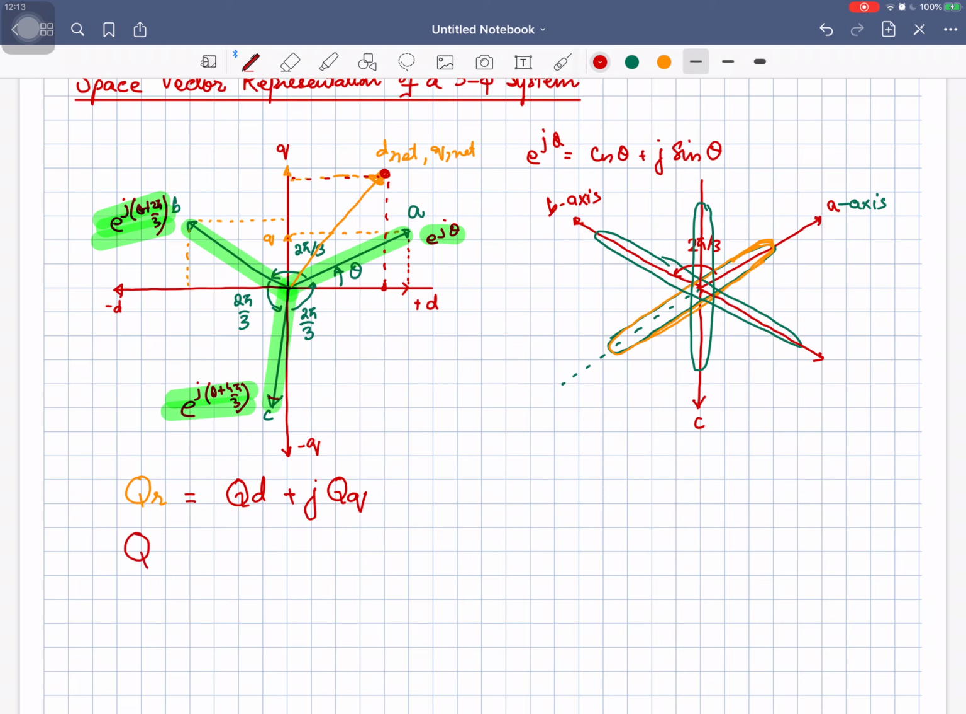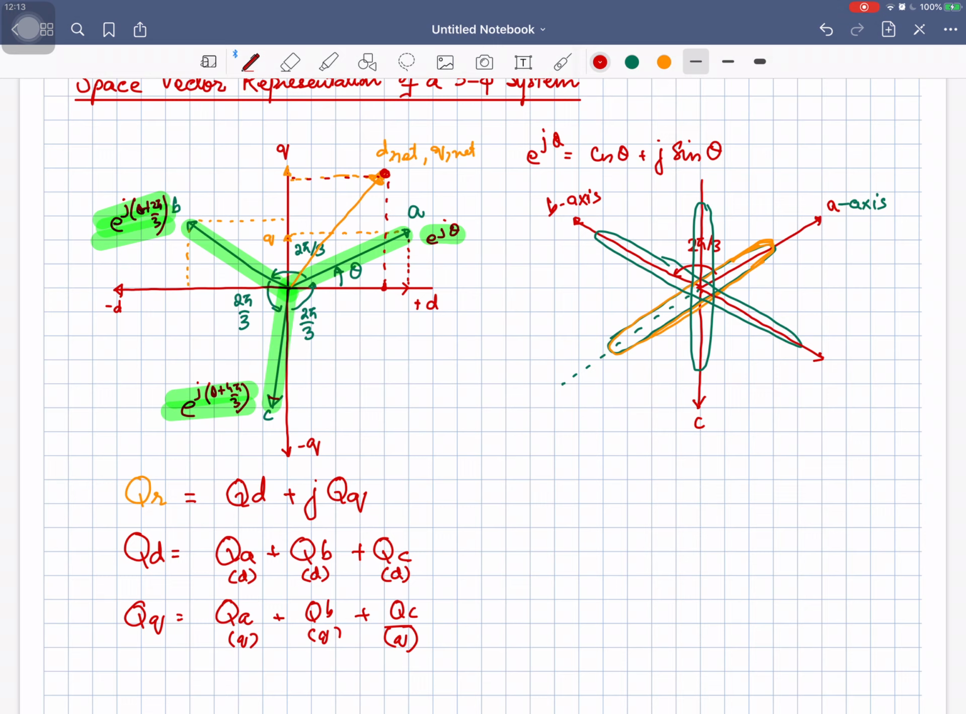Okay, so the resultant Qd is basically Q A plus Q B plus Q C represented along the d axis. That is, phase A component along the d axis, phase B component along the d axis, and phase C component along the d axis. And the net Qq, the net q axis component, will be Q A along the q axis, Q B along the q axis, and Q C along the q axis. Okay.